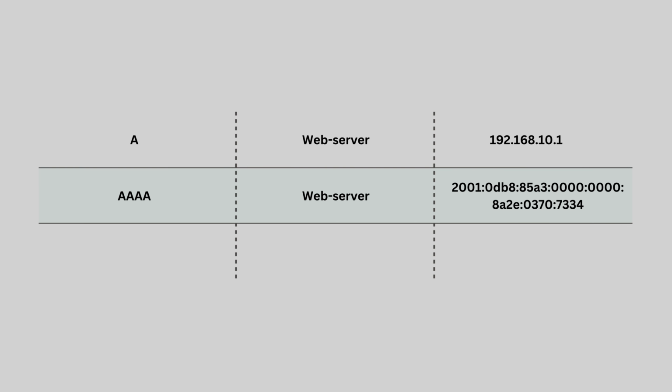Finally, DNS records come in different types. A records map hostnames to IPv4 addresses. Quad A records map hostnames to IPv6 addresses. CNAME records alias one domain name to another.